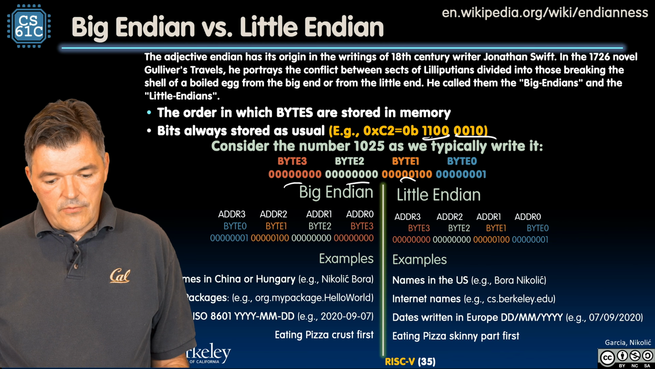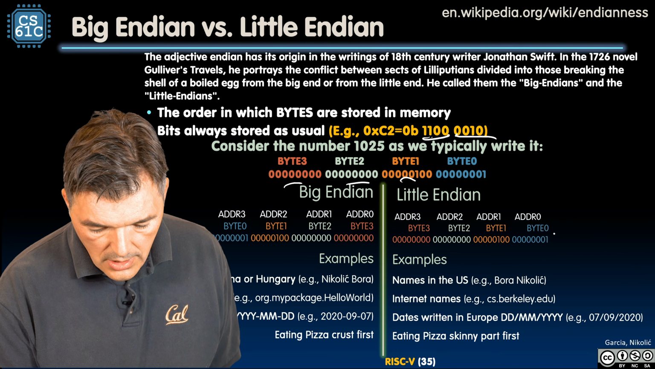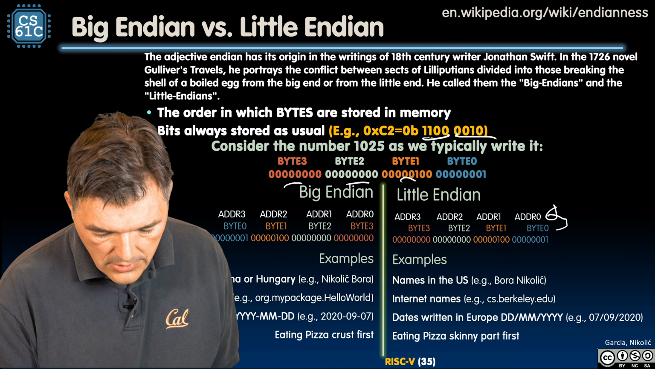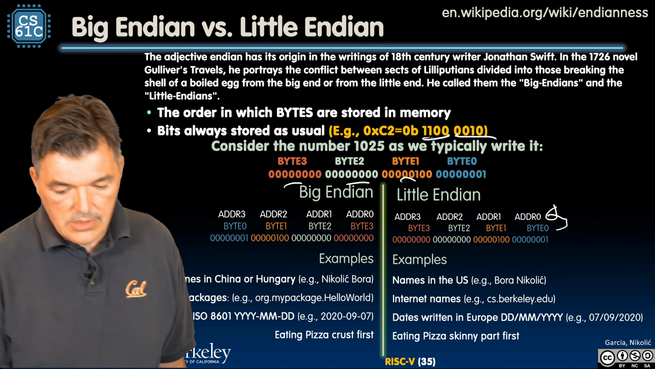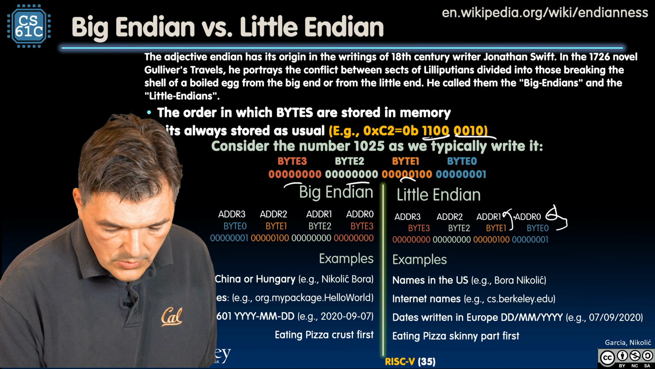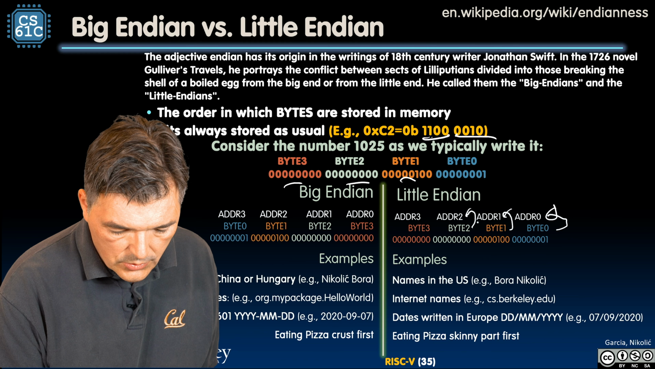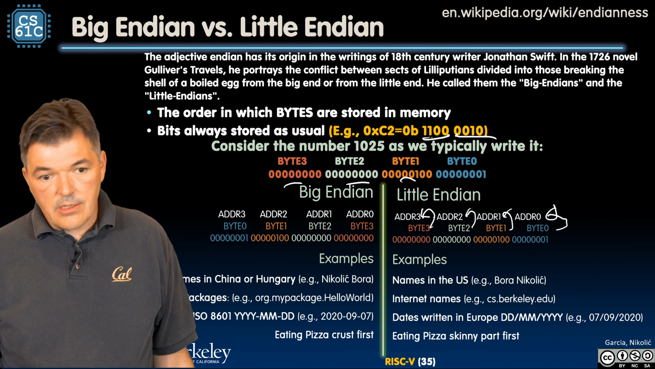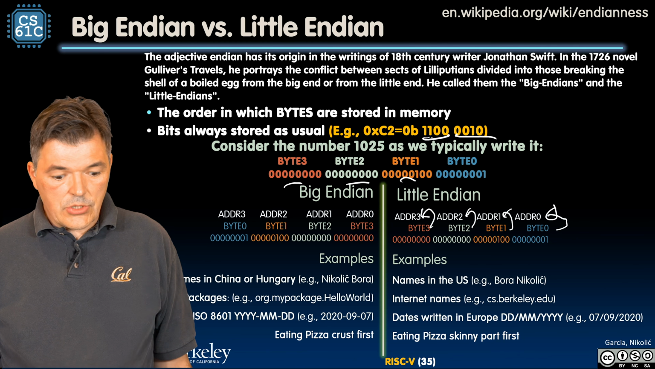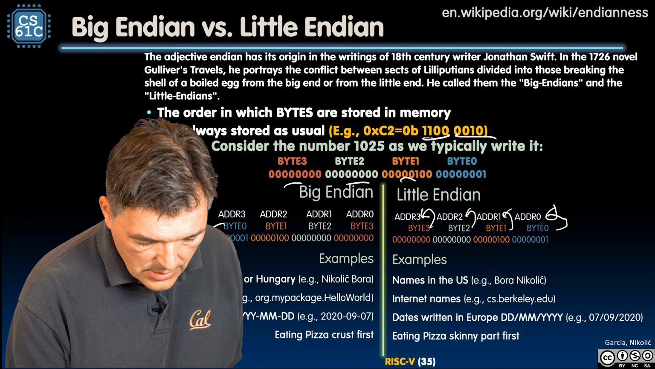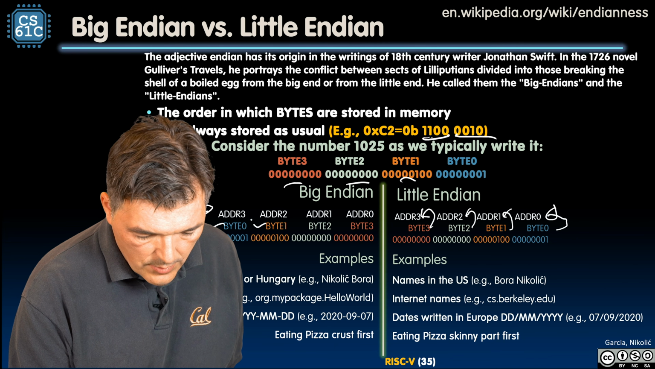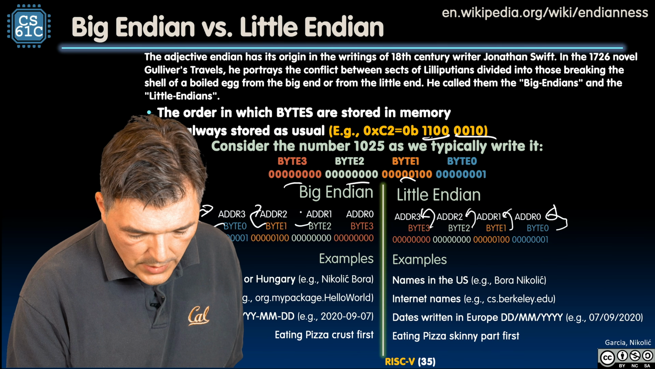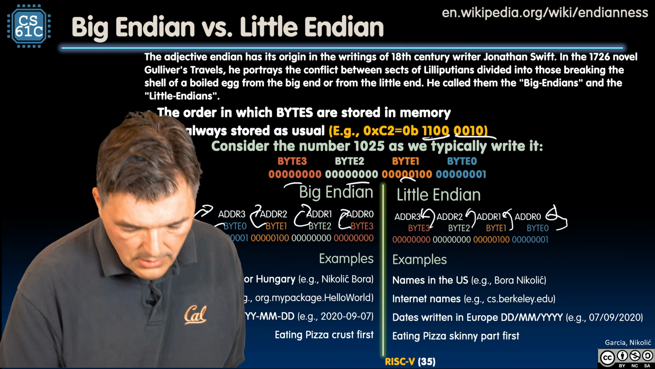In little endian convention, byte 0 is placed in address 0, the least significant address. Byte 1 goes to address 1, byte 2 to address 2, and byte 3 to address 3. And that's it. Big endian convention stores byte 0 in address 3, byte 1 in address 2, byte 2 in address 1, and byte 3 in address 0.